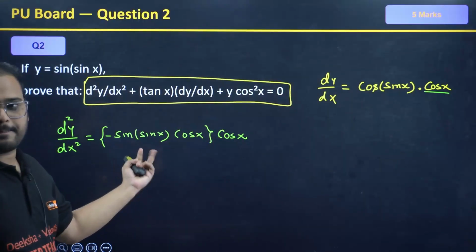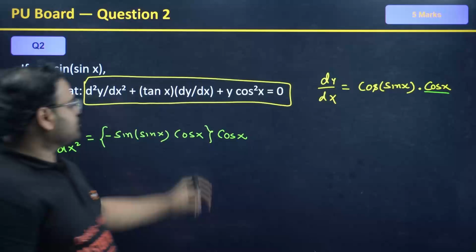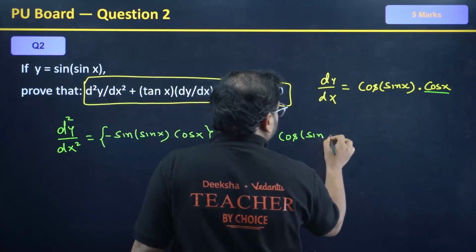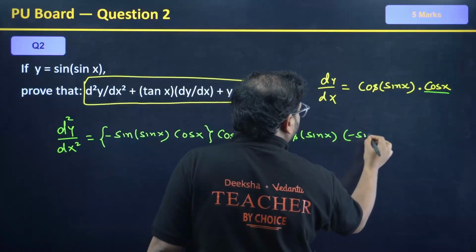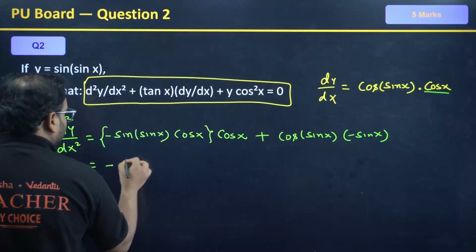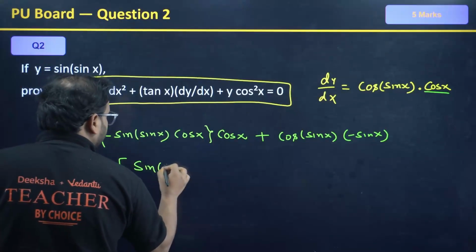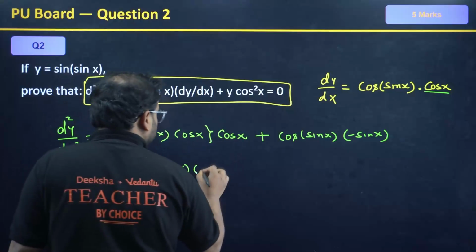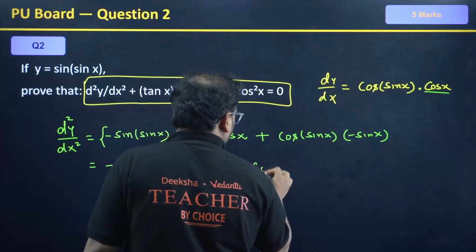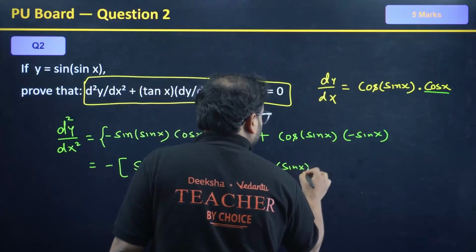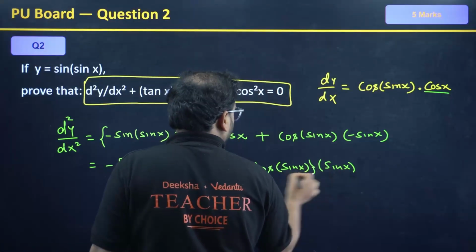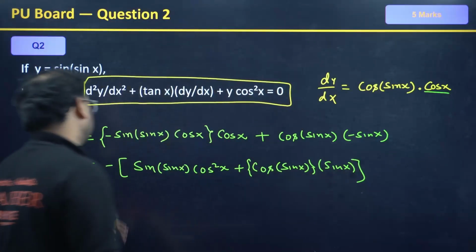Differentiating the first part, cos becomes minus sine, and the sine becomes cos. Then comes a plus sign. We'll keep this cos of sin x as it is. Differentiation of that cos becomes again minus sin x. Take the minus sign common, and you have sine of sin x into cos square x, and over here plus cos of sin x into sin x. They are two different terms. That's the result, the second derivative.